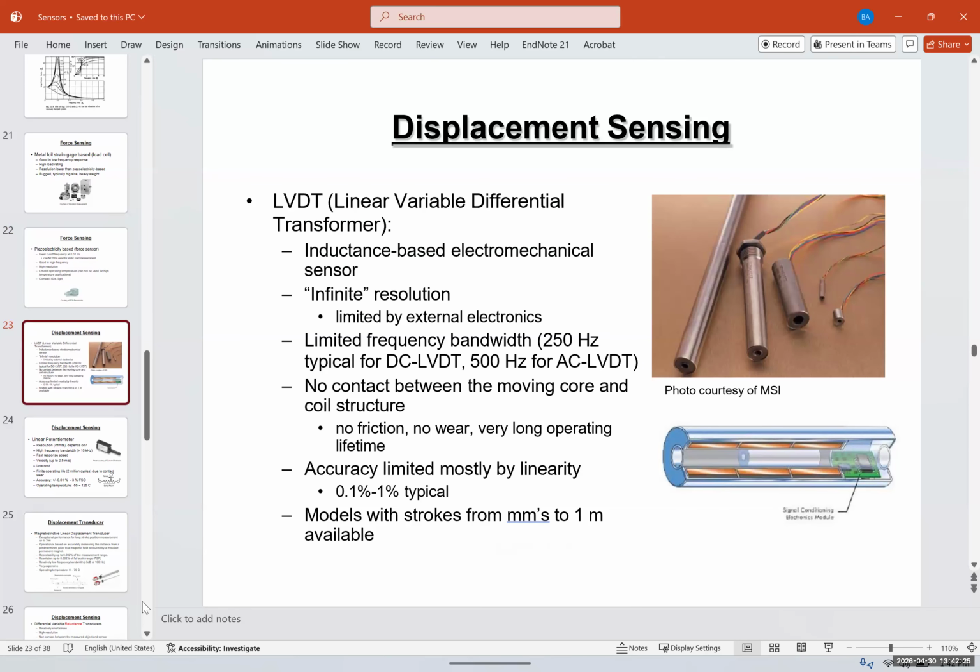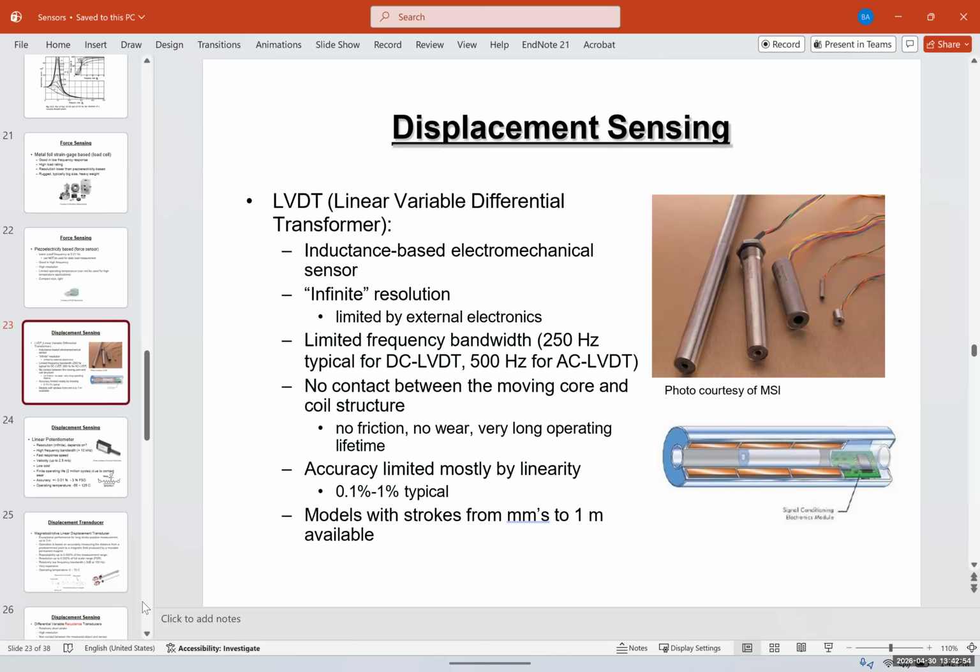Another type of sensor that we have is called the displacement sensor or sensing system, or what we call the LVDT, or linear variable differential transformer. These are inductance-based electromechanical sensors. They have infinite resolution, limited by external electronics. They have limited bandwidth, 250 hertz typically for DC LVDT and 500 hertz for AC LVDT.